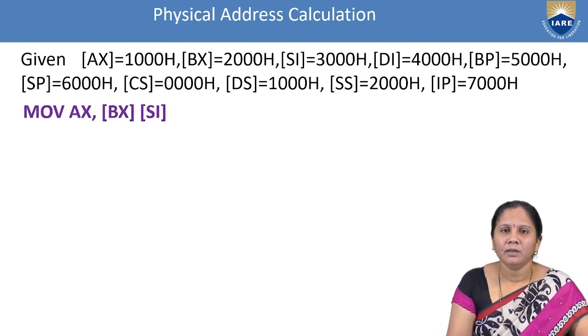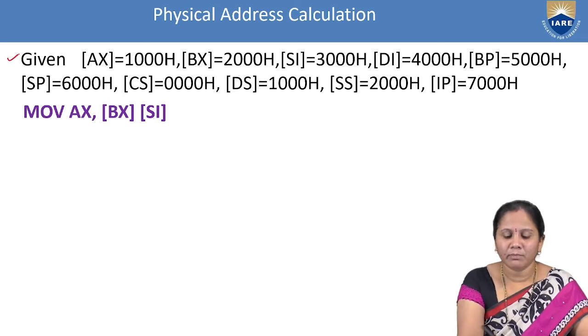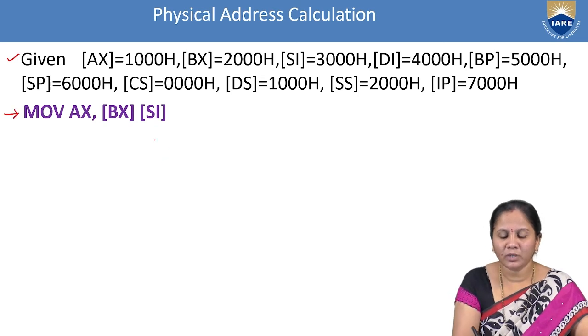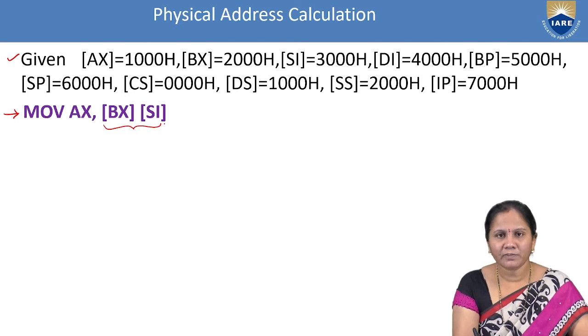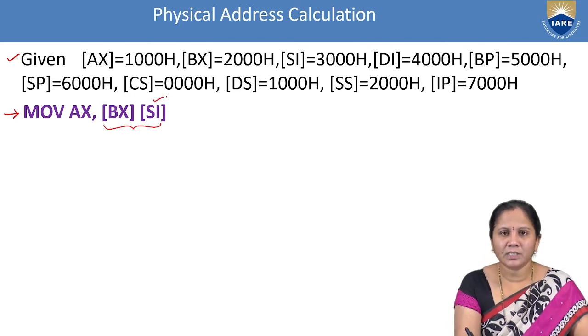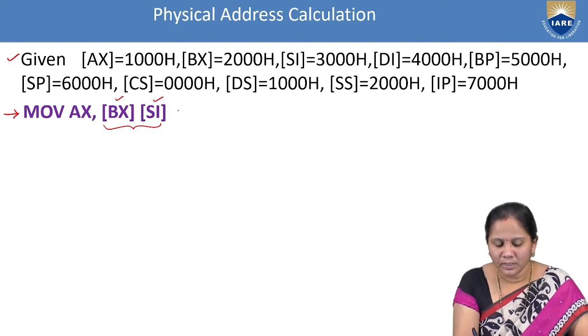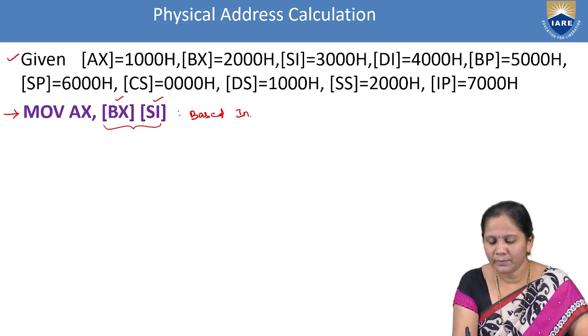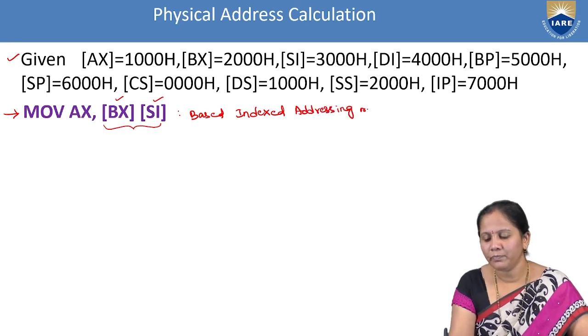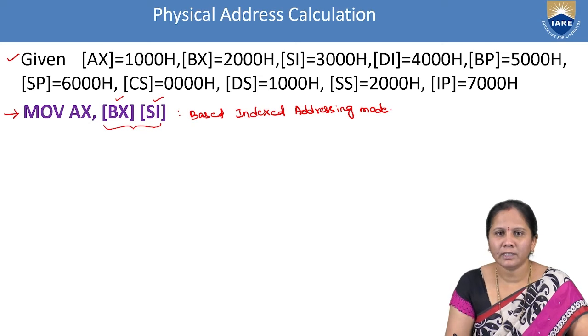And next, so the same for the same given data, if this is the instruction, how to calculate the physical address. See here, as a part of an instruction, index register is there and also base register is there. Now, this instruction comes under based index addressing mode. So this comes under based index addressing mode.